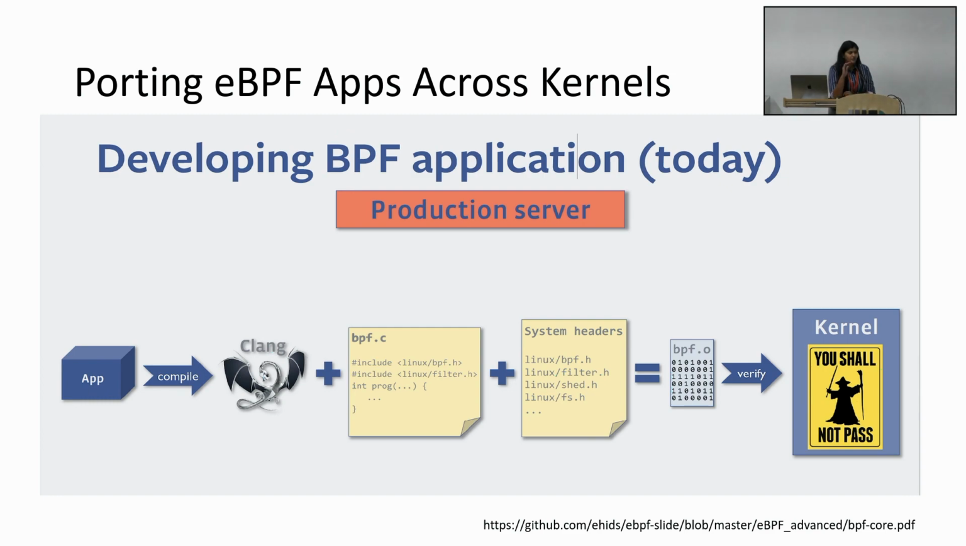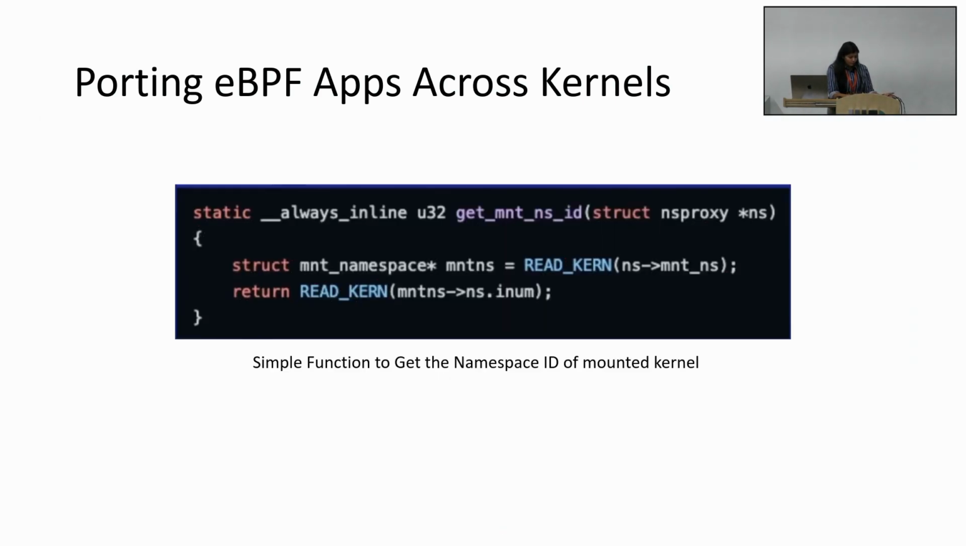So this is what we've all been doing since this morning, right? Production server: we have the application, you do the compile, you run make, it runs clang, which takes your eBPF.c code, includes the system headers, creates that object file, and eventually you go into the kernel where you have a running eBPF program. Now the problem here is, I'll show you a very small snippet of code. I don't want to get into the details of it, but just looking at maybe the name of the function, does anyone want to tell me what this function is doing? It's written on the slide.